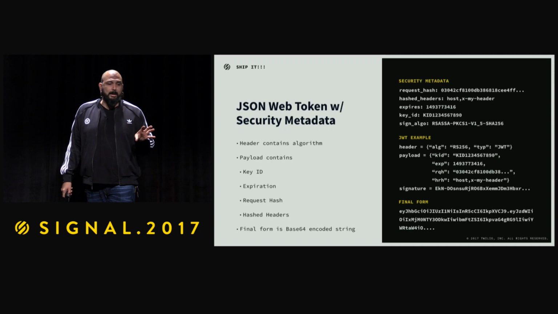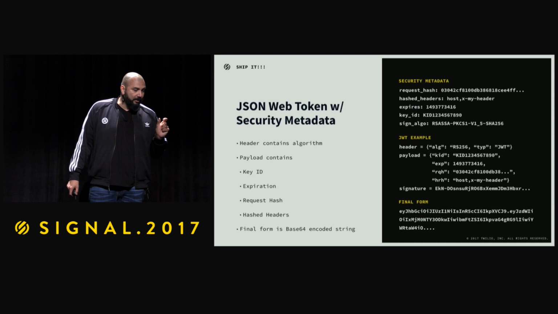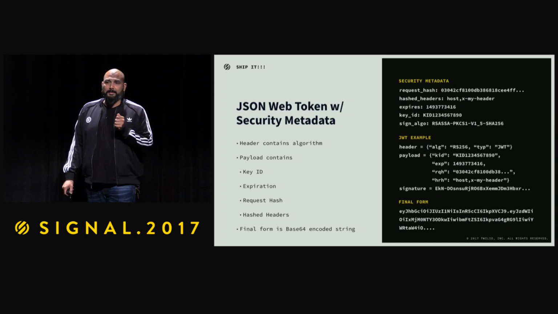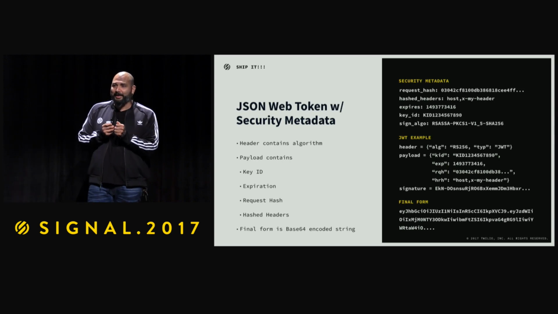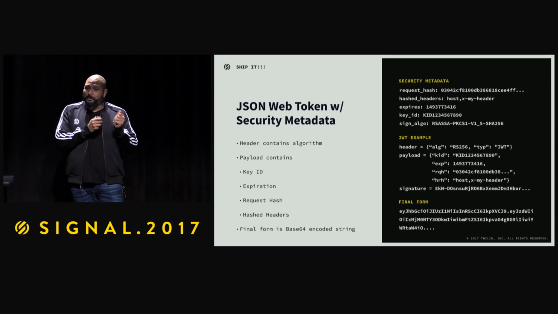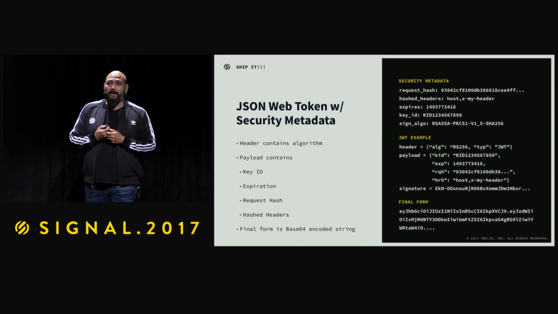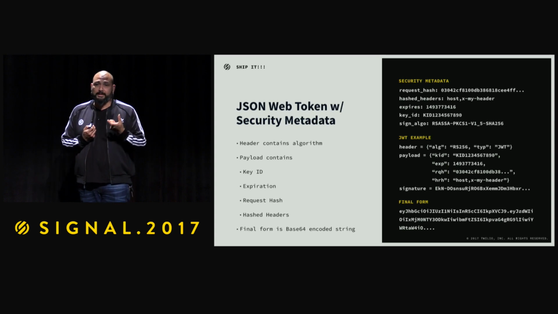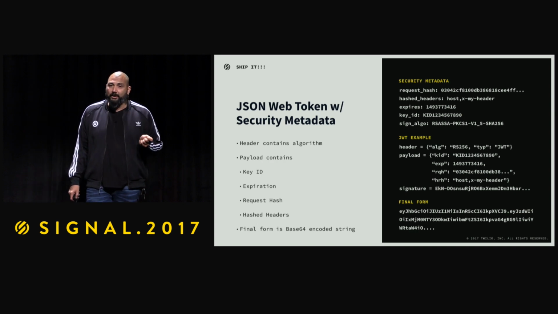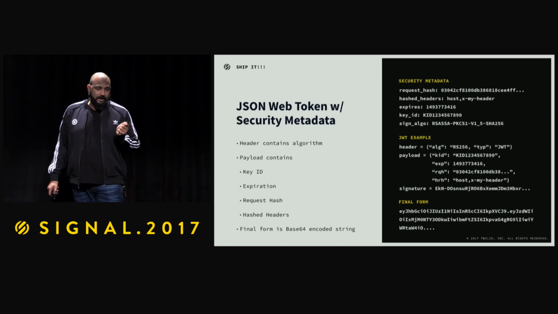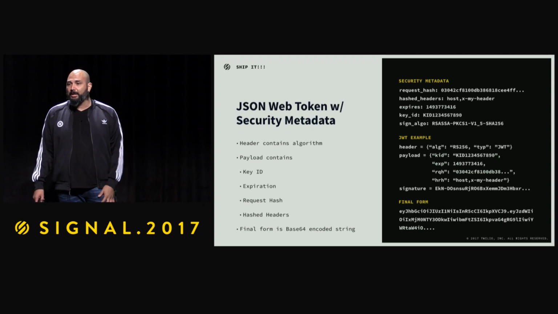So let's see how to construct a JWT with the security metadata that we just talked about. In the header, we're going to put the algorithm that we use. Something worth noting about JWTs is whatever JWT library you use, make sure that it's very explicit about what signing algorithms you support and which ones you do not support. In the payload, we're going to put our key identifier. That's the key that the server should use to validate this request. We have an expiration timestamp. We have our request header. We have the list of hashed headers. And finally, that all gets signed. And we have the final form down below, which is a long sequence of characters.